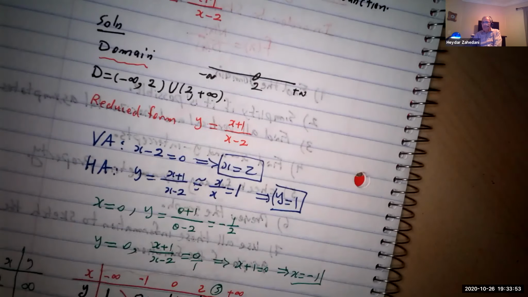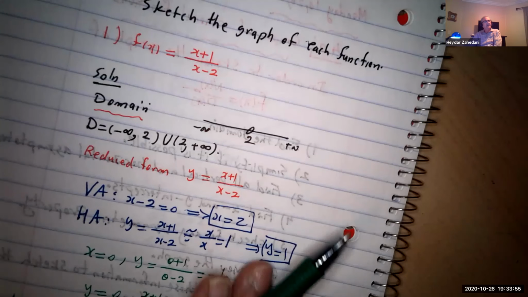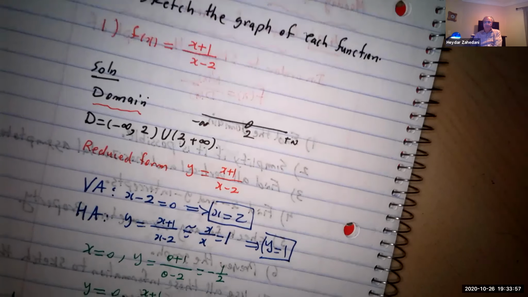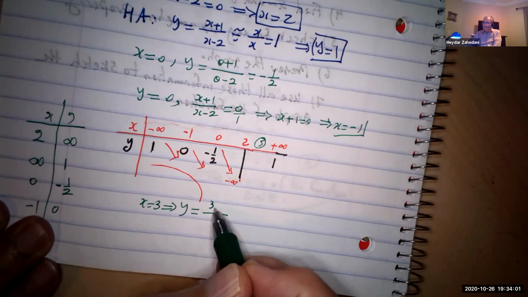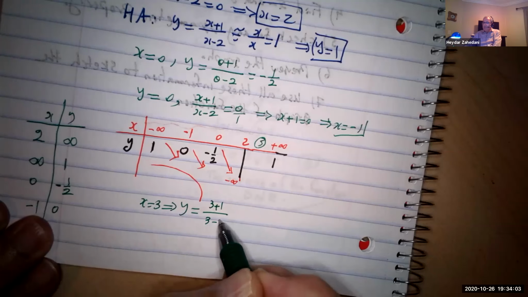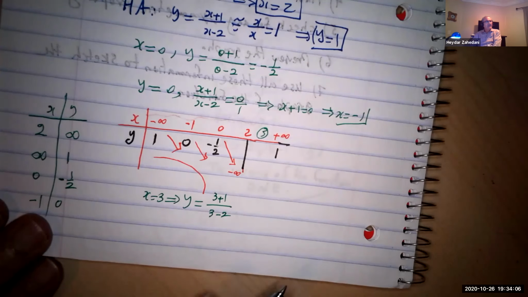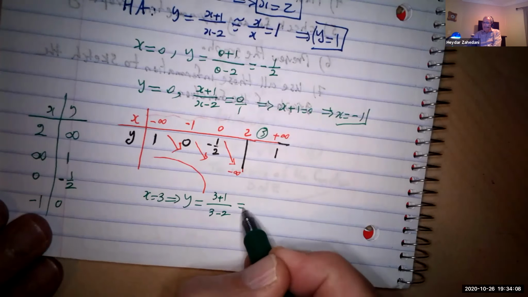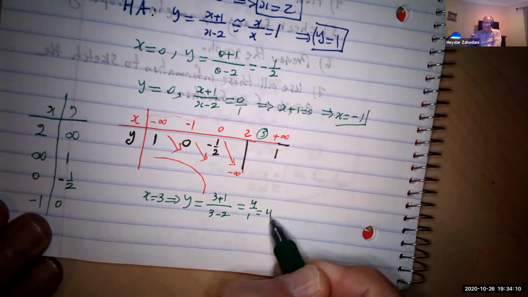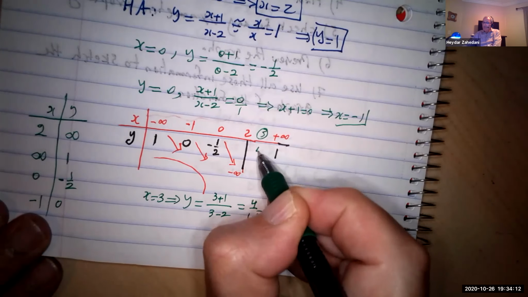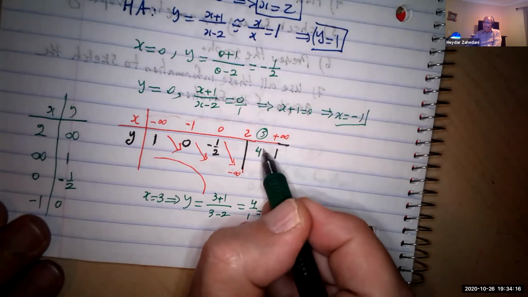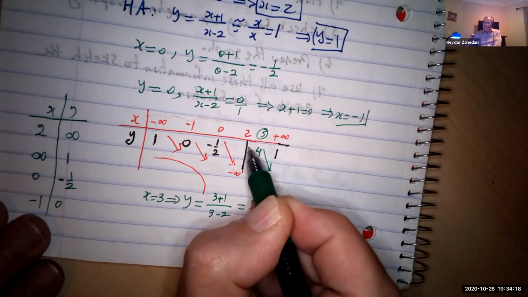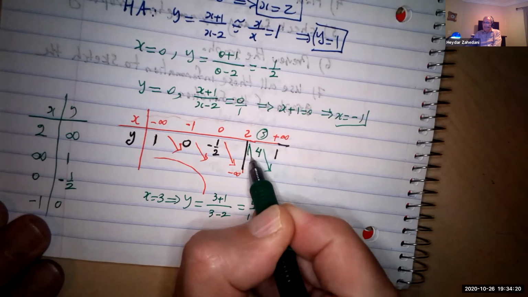Remember, this is your function: x plus 1 over x minus 2. So x is 3, 3 plus 1, and 3 minus 2. So that gives you 4 over 1, which is 4. So this is 4 here. At 4 to the 1, it's going down. So this means you're coming down from here.